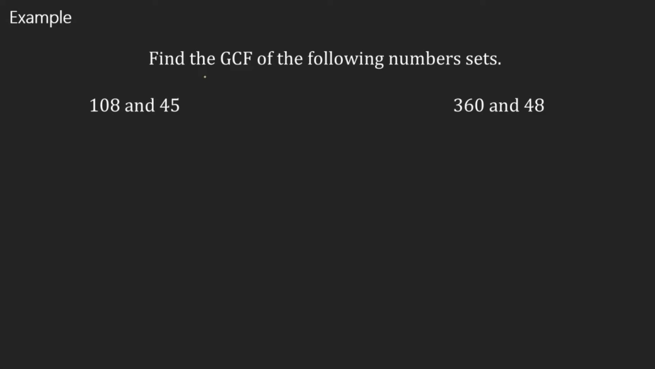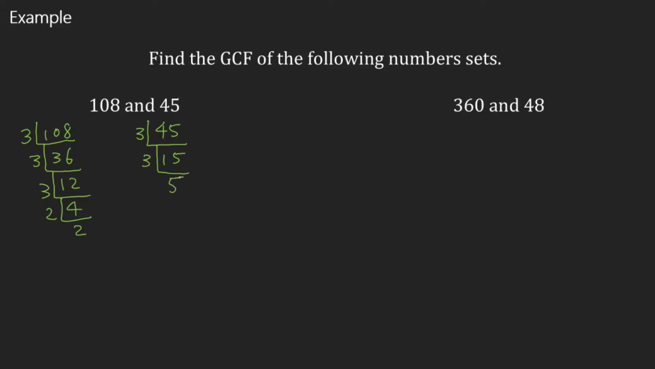In this example, it's asking to find the greatest common factor of the following number sets. Let's look at our first set, 108 and 45. Let's first write out the prime factors for each number. We start with 108. We divide this number by 3, and that leaves us with 36. Then we divide it by 3 again, that's 12. Then we divide by 3 again, that leaves us with 4. And 4 is equal to 2 times 2. Now let's look at 45. 45 divided by 3 is 15. 15 is 3 multiplied by 5. So 108 written in terms of prime factors equals 3 times 3 times 3 times 2 times 2. And 45 is equal to 3 times 3 times 5.